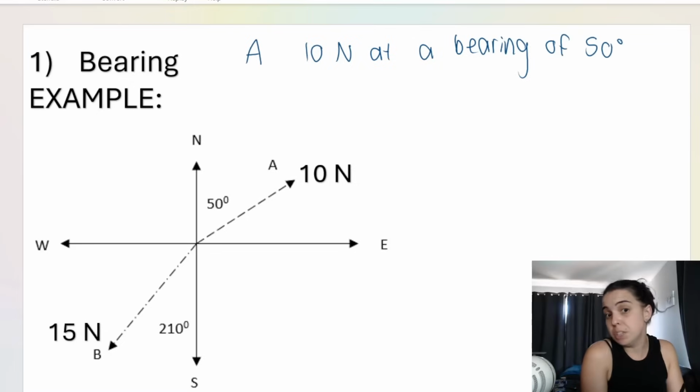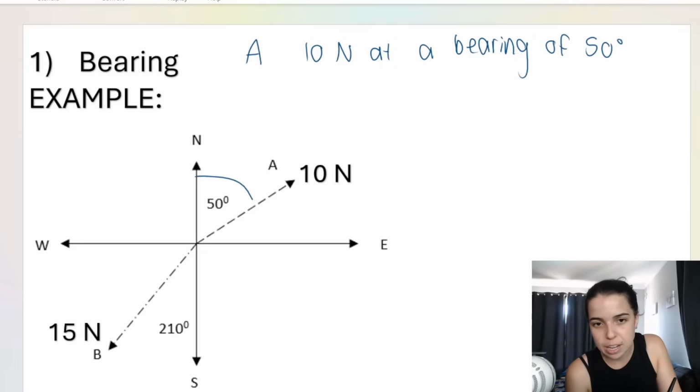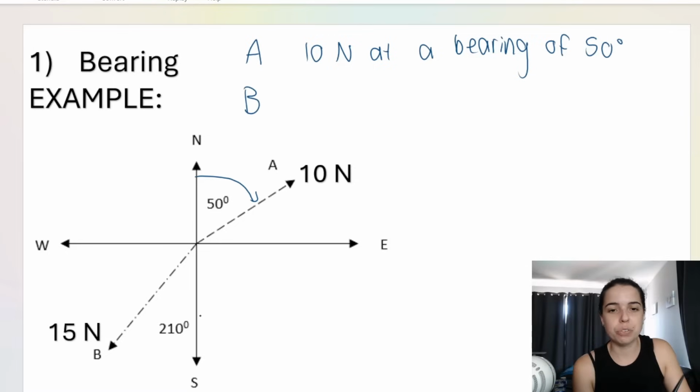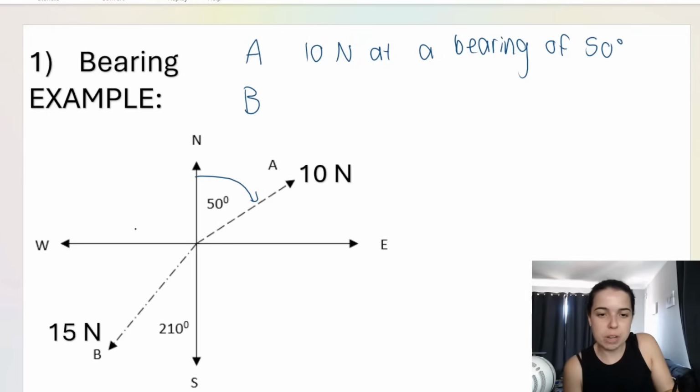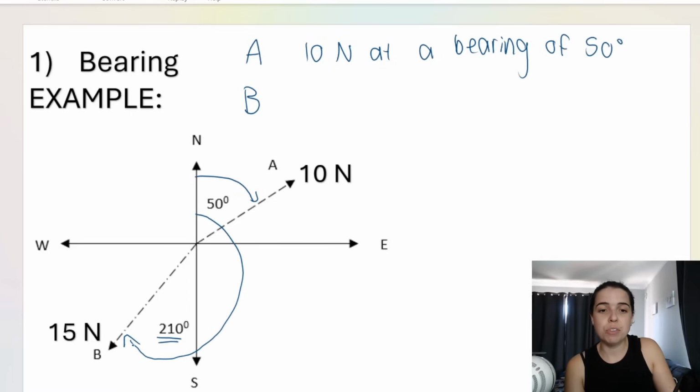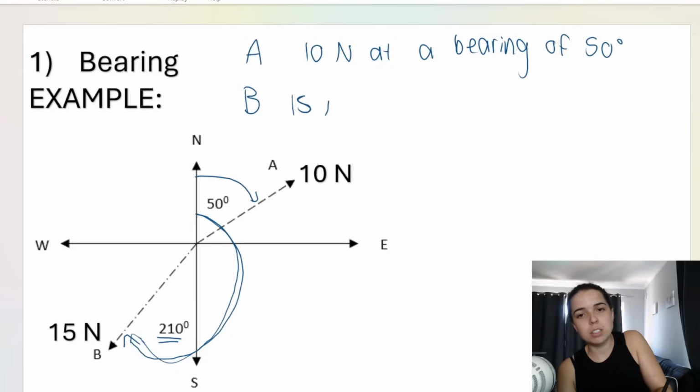If you said a bearing of 50 degrees, you are right, because they tell you here that this angle is 50 degrees. B, they tell you over here, they give you a measurement of 210. Now what I think is missing is an arrow that goes like this. So basically from the north line all the way around to vector B, this over here would be an angle of 210. So vector B would be 50 newtons at a bearing of 210 degrees.